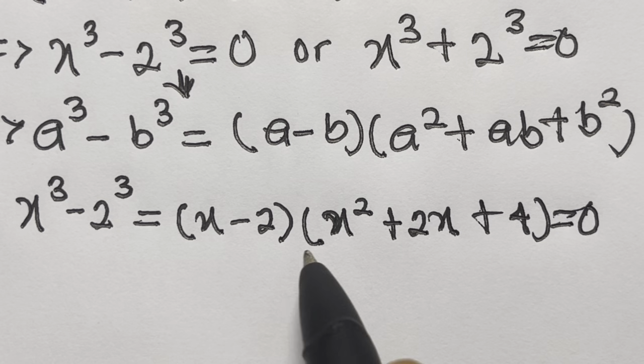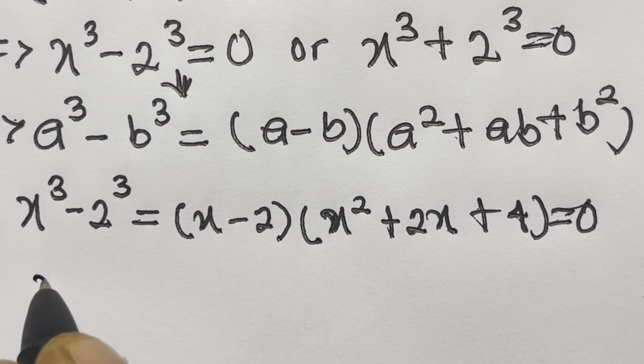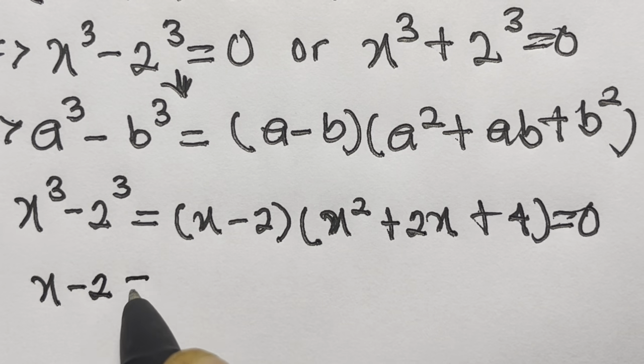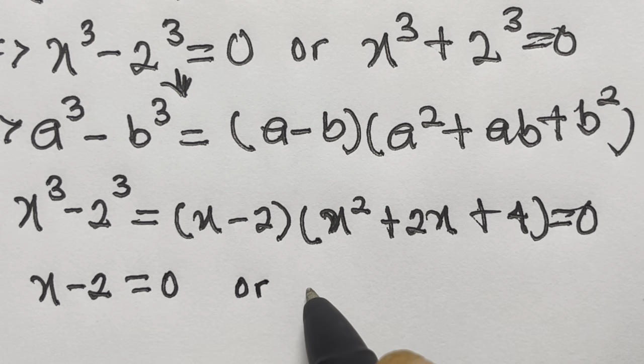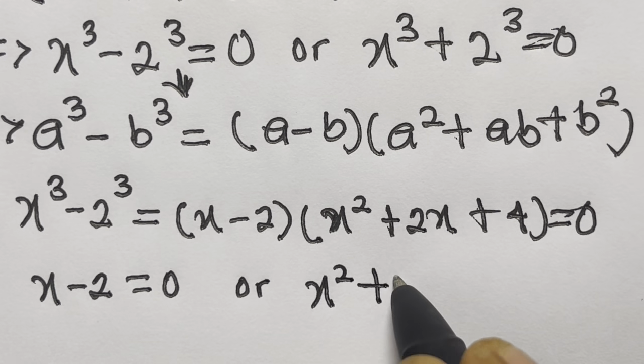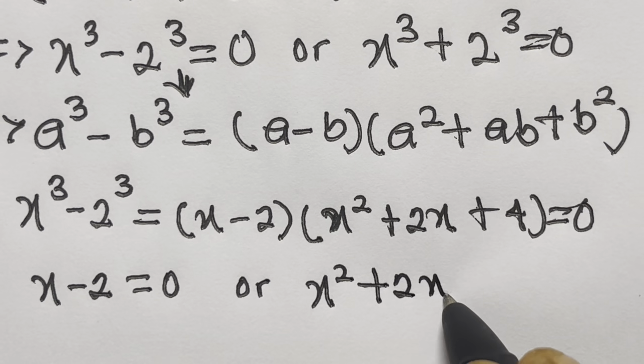So we are going to have this equals 0 and this equals 0. So we have x minus 2 equals 0, or x squared plus 2x plus 4 equals 0. So here we are going to have x equals 2. Here you observe that this is a quadratic equation of the form ax squared plus bx plus c equals 0, right? And we can easily solve this using the quadratic formula.